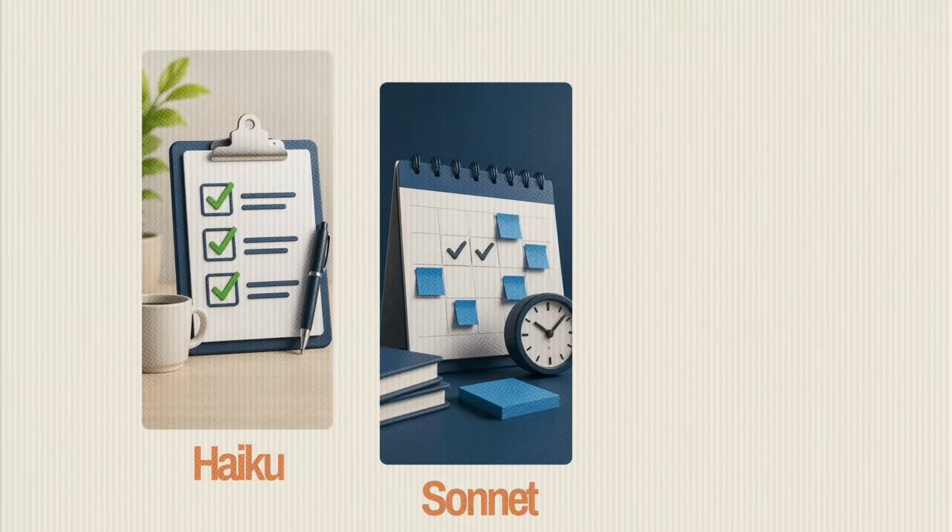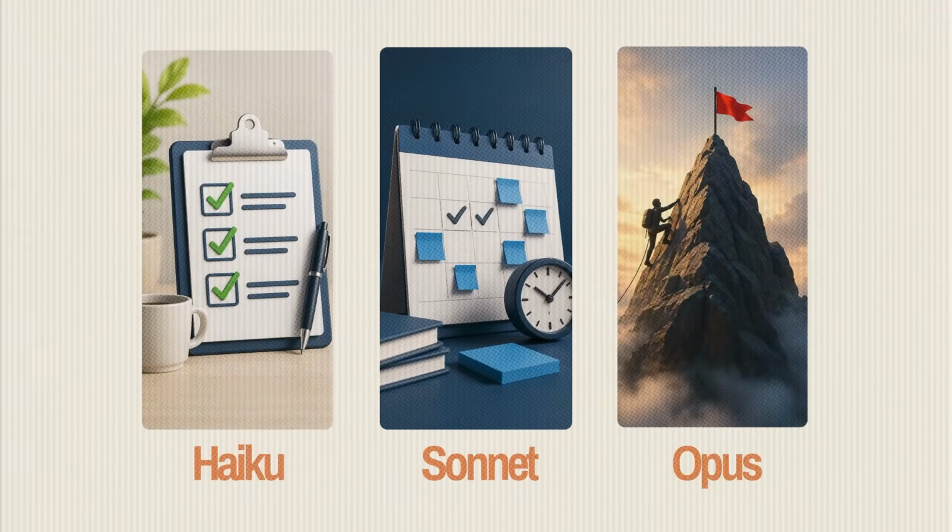Simple rule to remember. Small tasks go to Haiku, daily tasks go to Sonnet, hard tasks go to Opus. Treat these like a team. You wouldn't give your top employee busy work, so don't waste Opus on something Haiku can finish in 2 seconds.